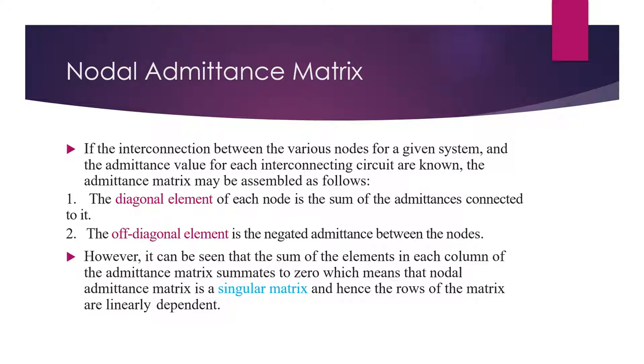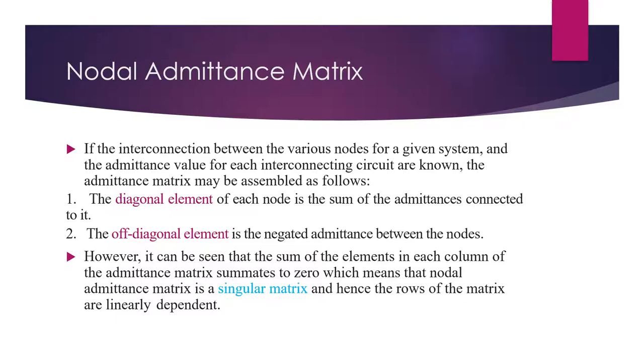So the computer memory requirement for storing nodal admittance will be reduced. If the connection between the various nodes for a given system and the admittance value for each interconnecting circuit are known, then the admittance matrix can be assembled in the following way. That is, the diagonal element of each node will be the sum of admittances connected to it, and the off diagonal element will be the negated admittance between the nodes.